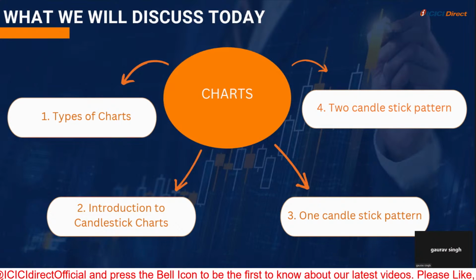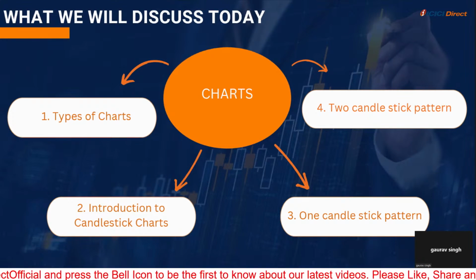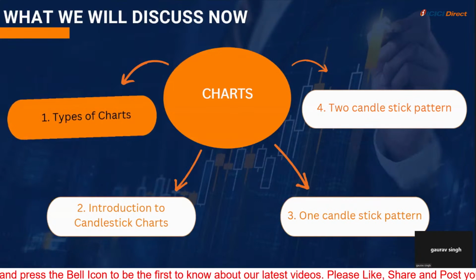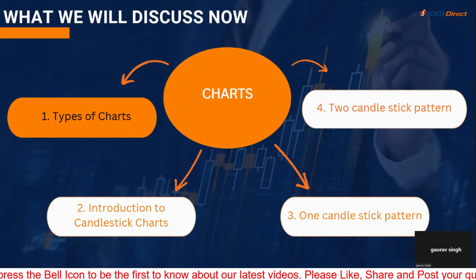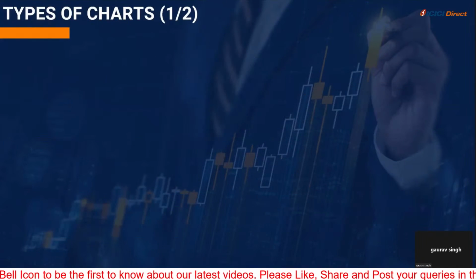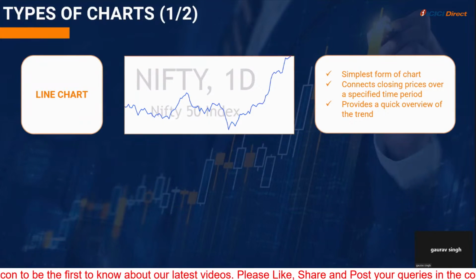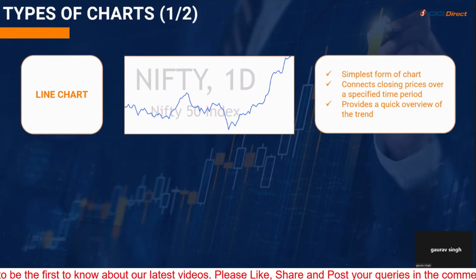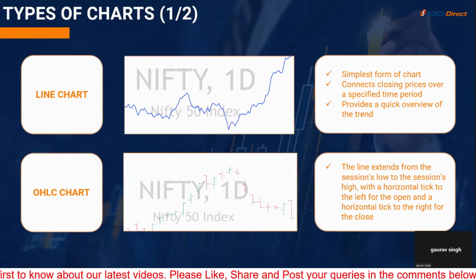But before we jump into two candlestick pattern, I'll just start with the recap. The recap is very simple. I'll just go fast here. The recap was the different types of charts that we have. We have line chart. This is the simplest form of chart, where you connect the lines based on the closing price of the previous day, and just plot a line.